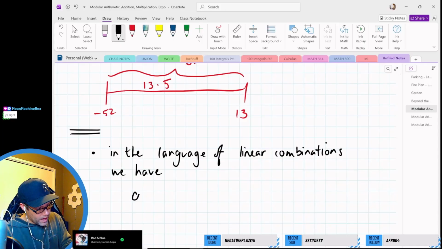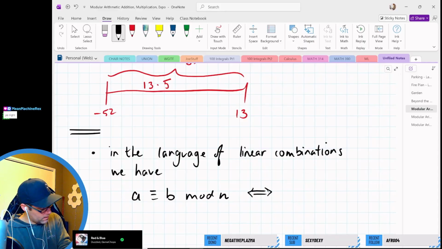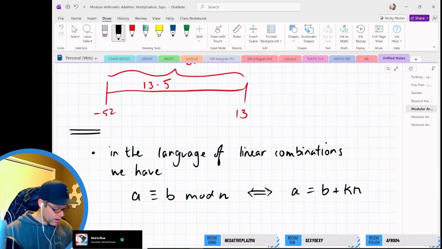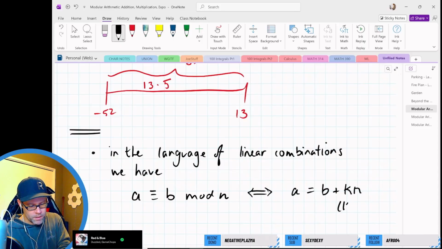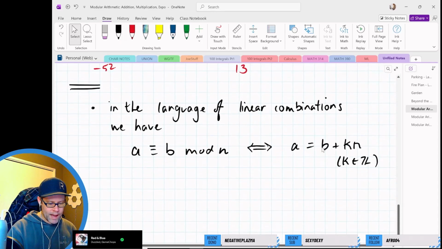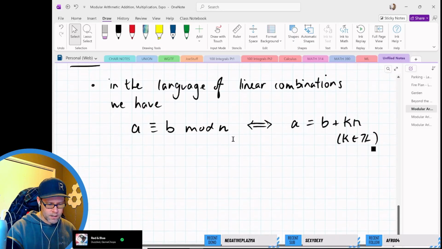So we can think about A being congruent to B mod n as saying something like A is equal to B plus some multiple of that base that we're working with. And here K is just some integer. So there's a very natural way to think about mod arithmetic as some kind of linear combination, right? And that's because we're effectively using the division theorem here, right?